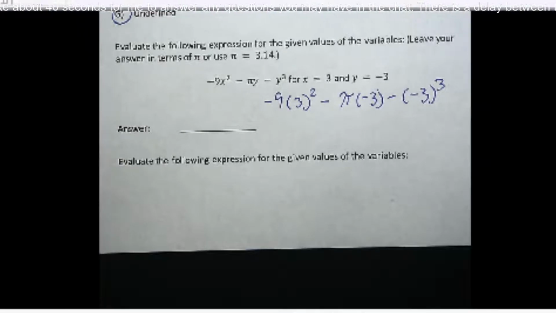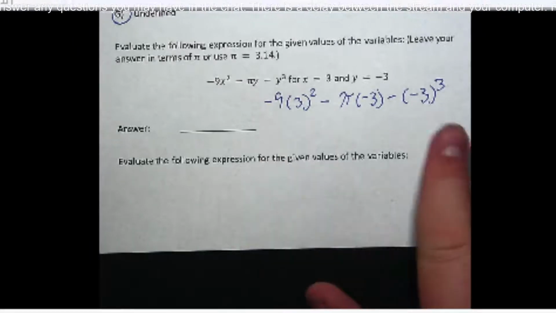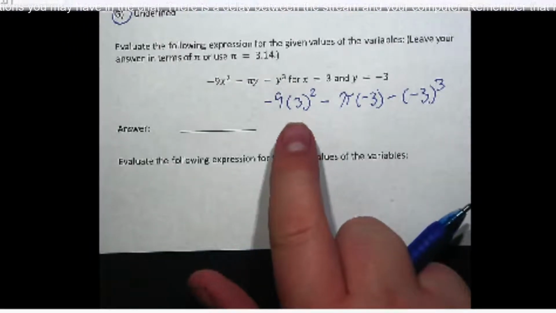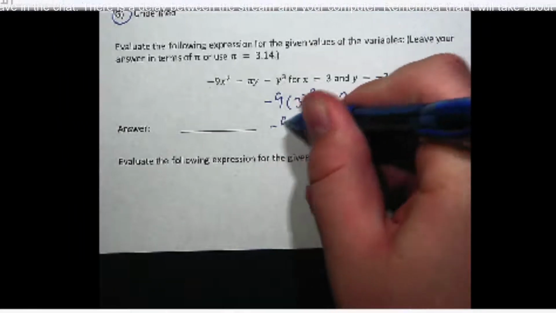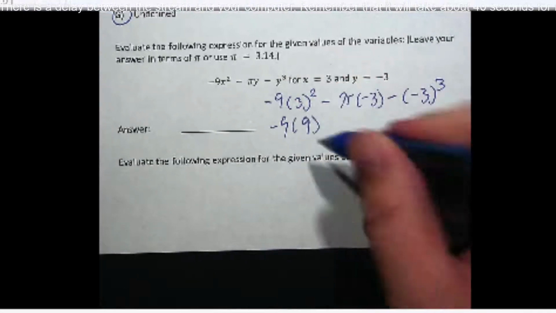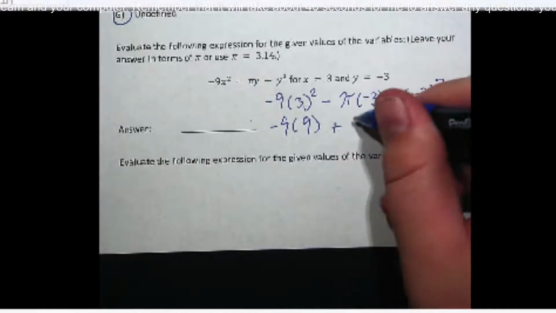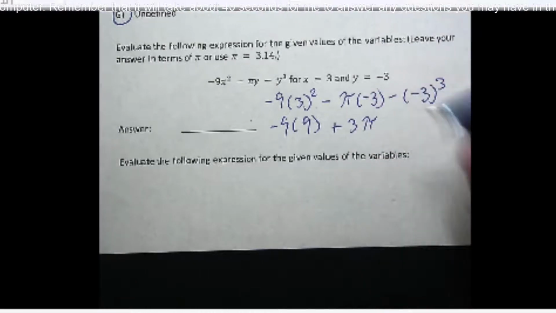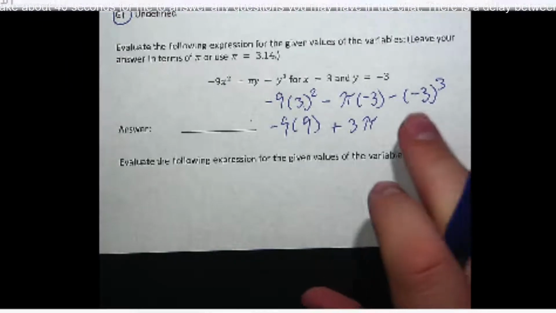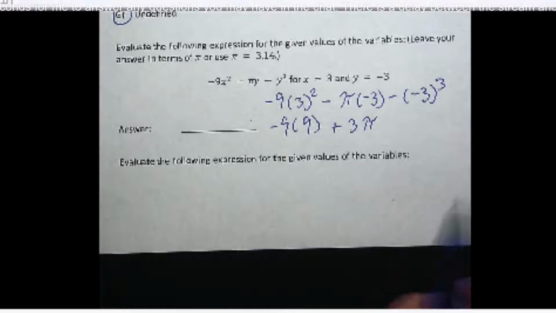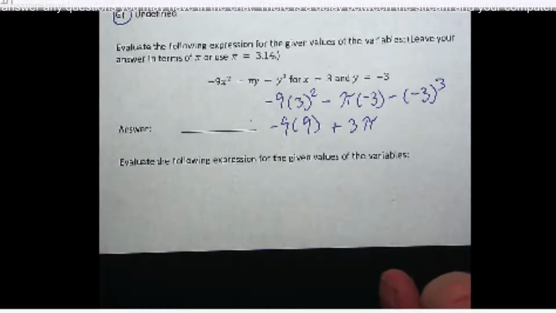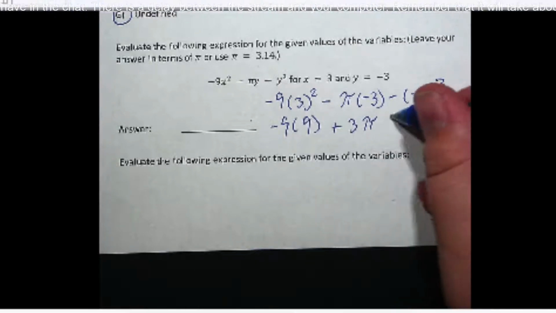Now it's just a matter of order of operations. So I've got some exponents that I can take care of. 3 squared is going to be 9. So now I've got negative 9 times 9. This could be cleaned up a little bit. That should really be plus 3 pi. So go ahead and clean it up. But the other exponent is negative 3 cubed. Negative 3 times negative 3 times negative 3. That'll be negative 27, and then the extra negative here makes it positive.